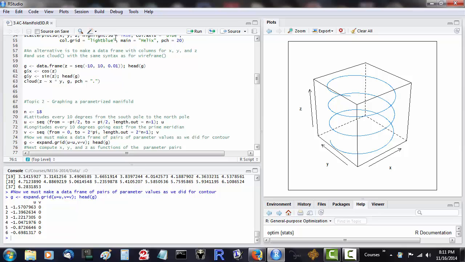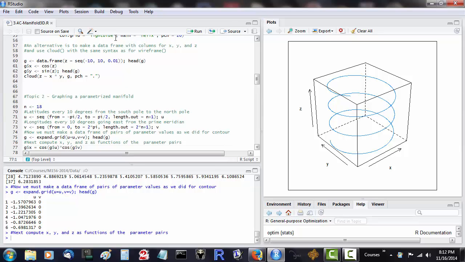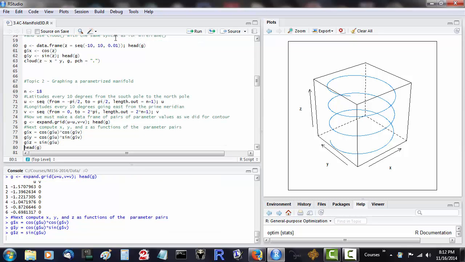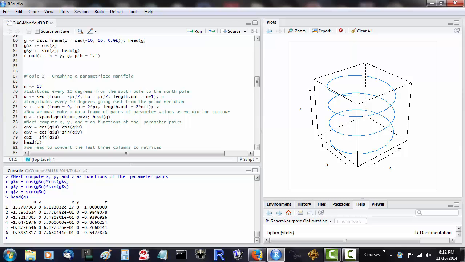Now what I'm going to do is make a data frame. So I use my parameter values to set up the data frame. It has just columns for u and v. And then from those 2 parameters, I calculate the 3 Cartesian coordinates, x, y, and z, using formulas that you've seen before. And now my data frame has 5 columns. Each row has the 2 parameter values and the 3 Cartesian coordinates.